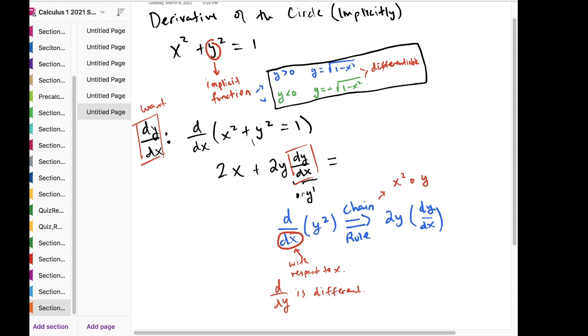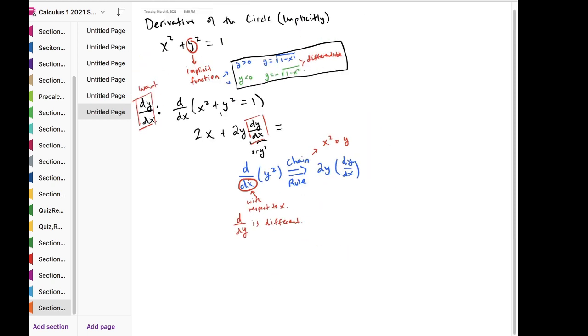If you want to think of independent or dependent variable, the dx is kind of like your seconds, and the y squared would be like your distance. So just make sure you understand the difference. Okay, anyway, so what's the derivative of 1?